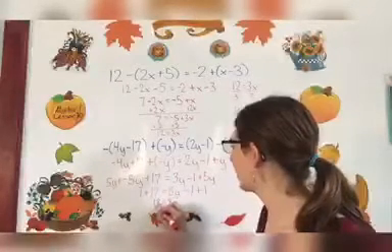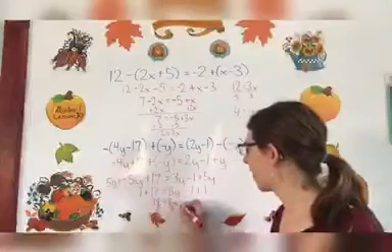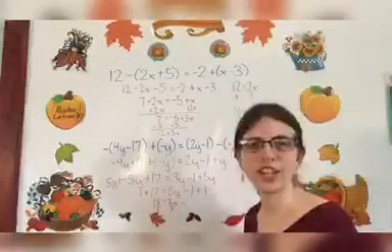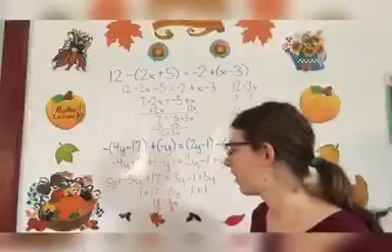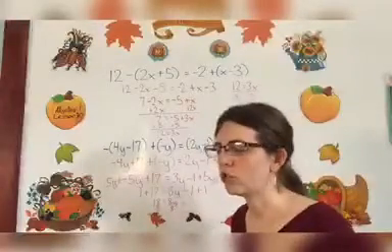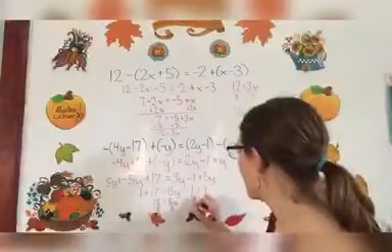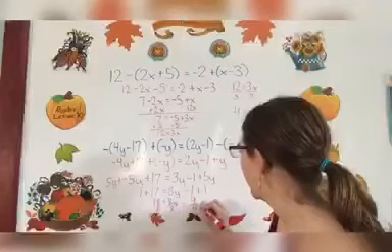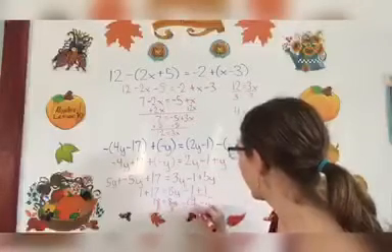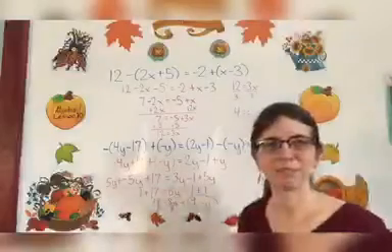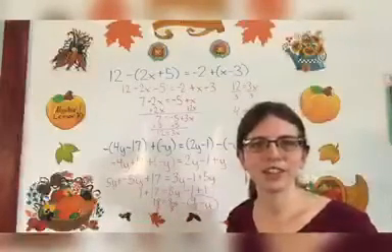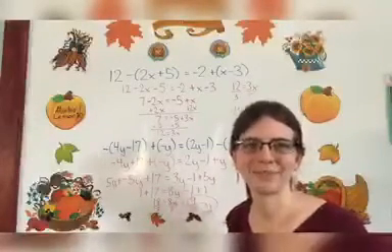Divide by 8, divide by 8. I reduce this fraction, 18 and 8, their greatest common factor is 2. So that becomes 9 over 4 equals y. And that's your final answer. Okay, let me know if you have any questions on that. Go ahead and do your practice.